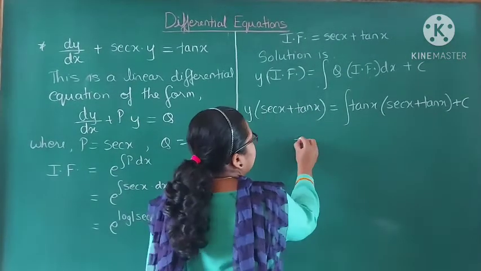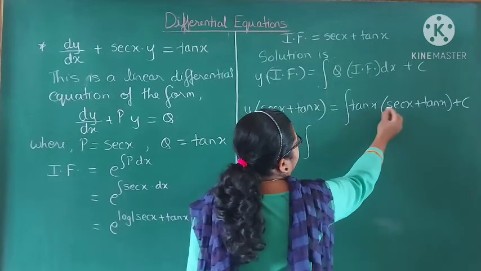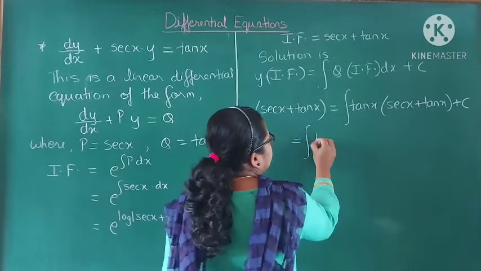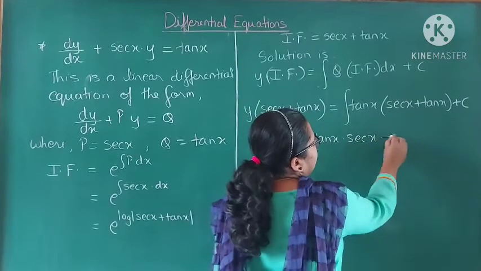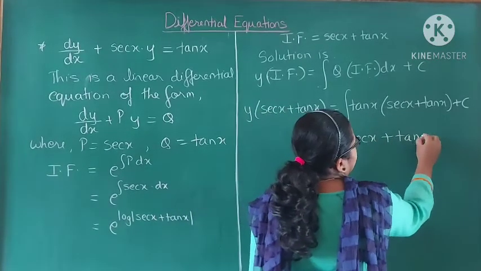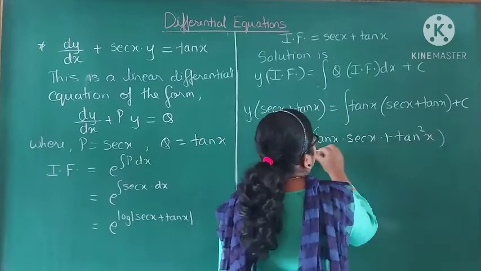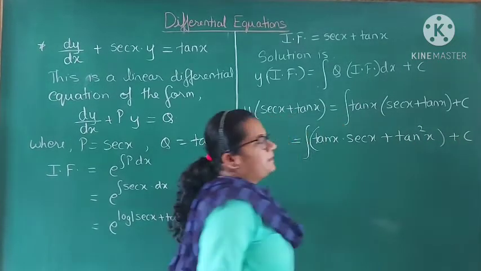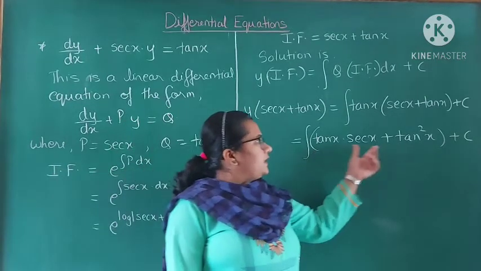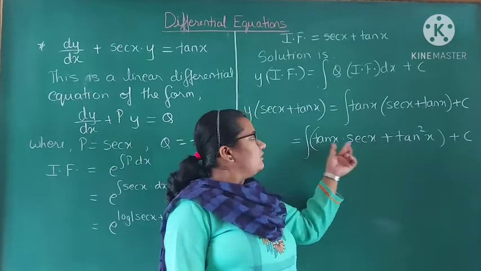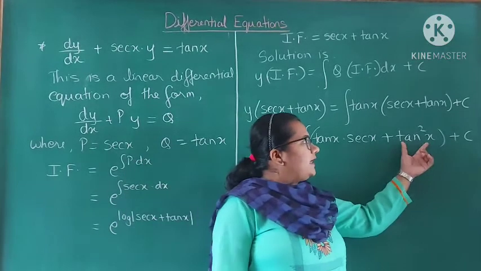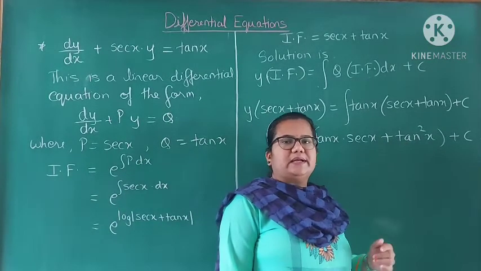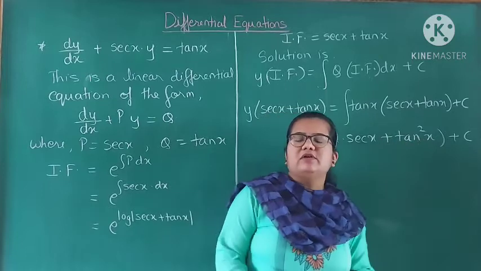So here we will start solving. It is equal to the integration of tan x into sec x plus tan square x, plus c. Now we have to integrate these two functions. The integration of tan x into sec x, we know, is equal to sec x. But can we directly find the integration of tan square x? We don't know the integration of tan square x.